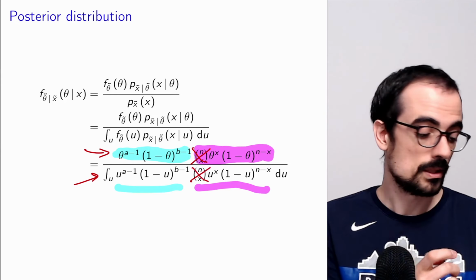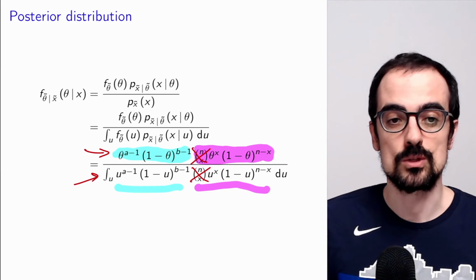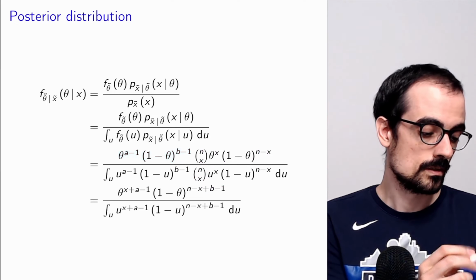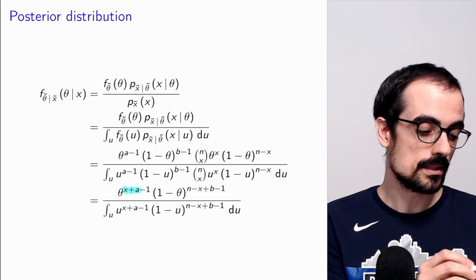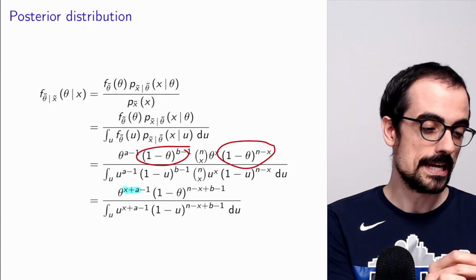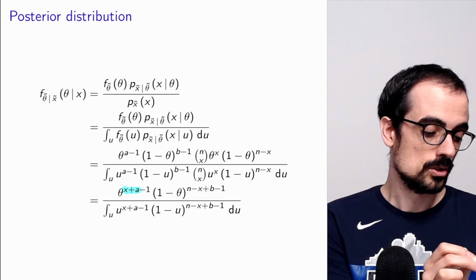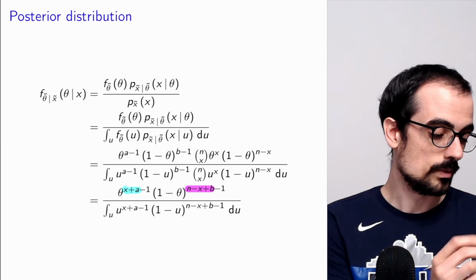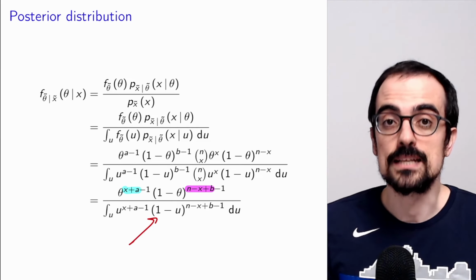And now we can put things together, right? So we have theta to the power a minus 1 times theta to the power x. That's just theta to the power x plus a minus 1. We have 1 minus theta to the power b minus 1, times 1 minus theta to the power n minus x. What's that? It's just 1 minus theta to the power n minus x plus b. Okay, and then we have a term here which is just normalizing this so that it's a valid PDF.